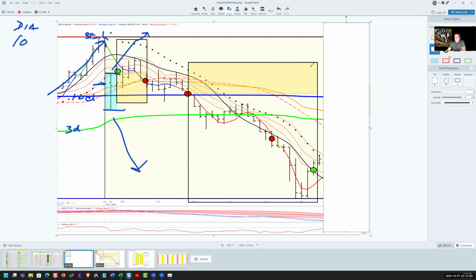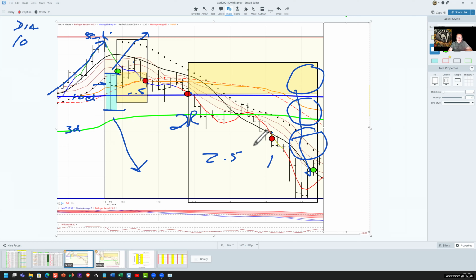So there's 1 unit of risk. 1, 2. So this one earns about 2R going from here down to here. This one earns about 1R. This was maybe half of an R loss. So we net 2.5 for the day here, and then 3 on Brazil. All standard work.